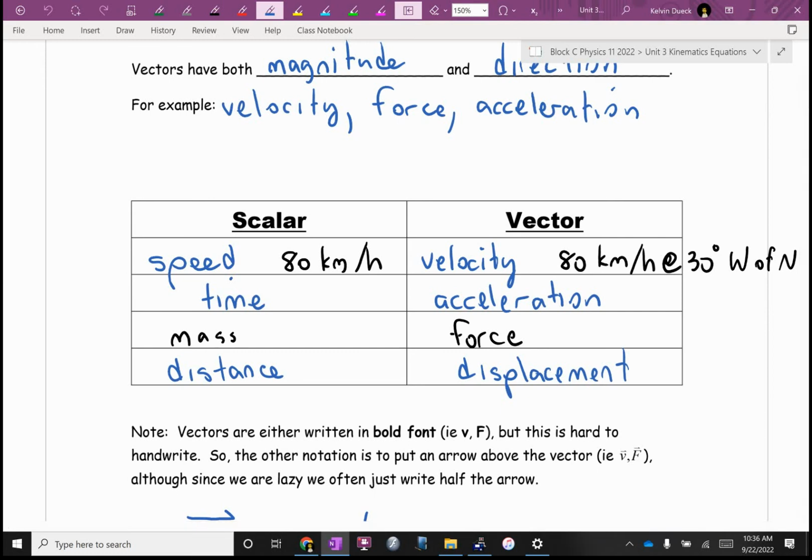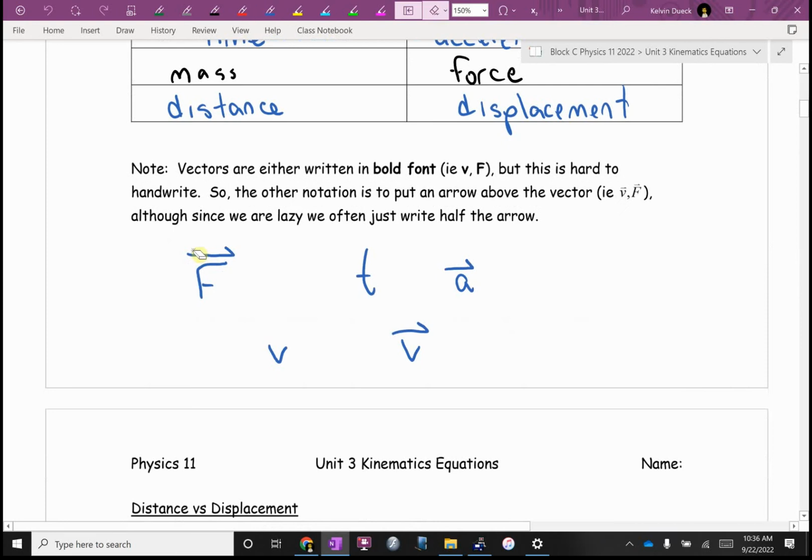and I'll use that. We said that we show vectors with a little arrow. Although we get lazy, we don't even write the full arrow above the letter. We just do the one little pointy part. We don't even do both. You can, but we won't.